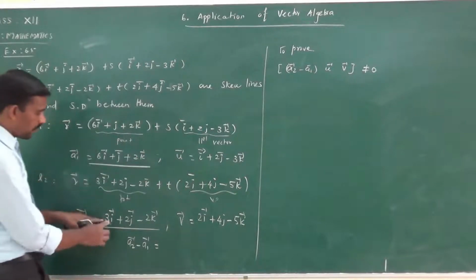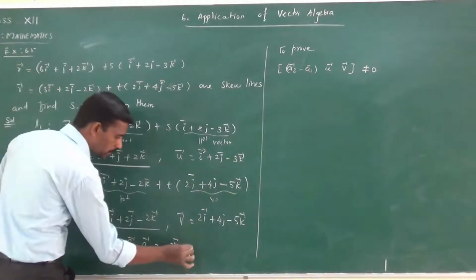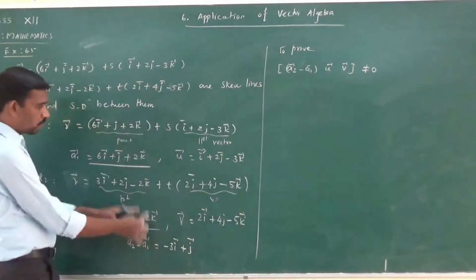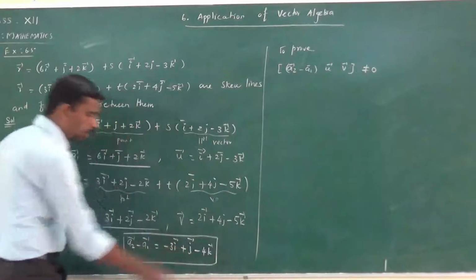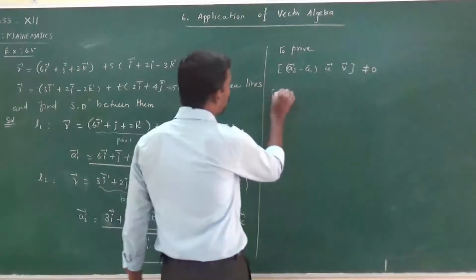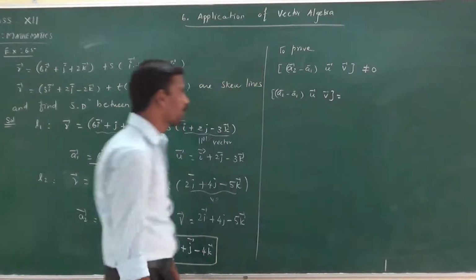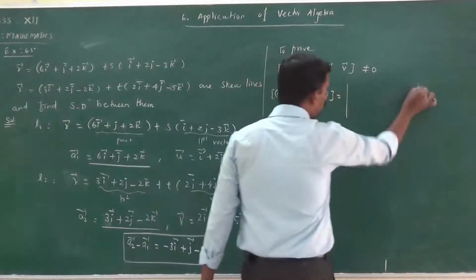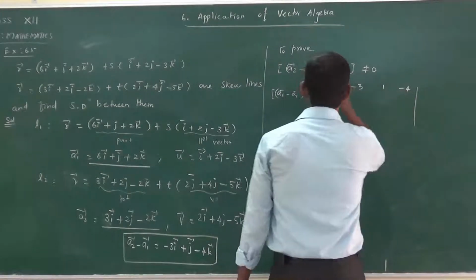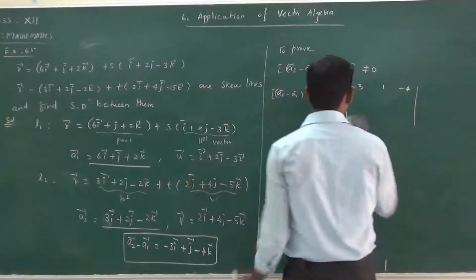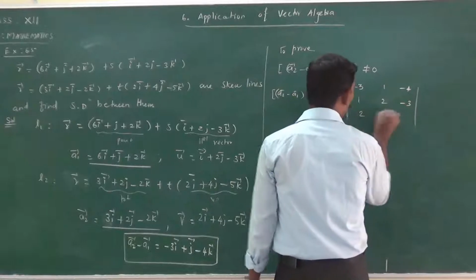Subtract a2 minus a1: 3 minus 6 is minus 3, plus 2 minus 1 is plus 1, minus 2 minus 2 is minus 4. So this is a2 vector minus a1 vector. Now the box product of a2 minus a1, u, v is the determinant of the rows: minus 3, 1, minus 4; then u vector 1, 2, minus 3; next v vector 2, 4, minus 5.